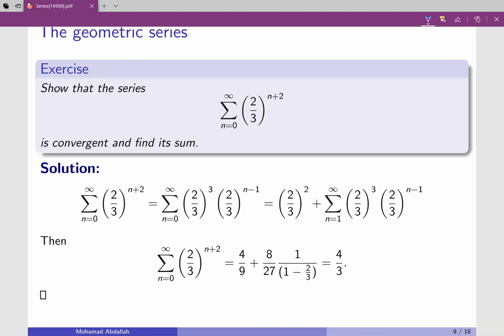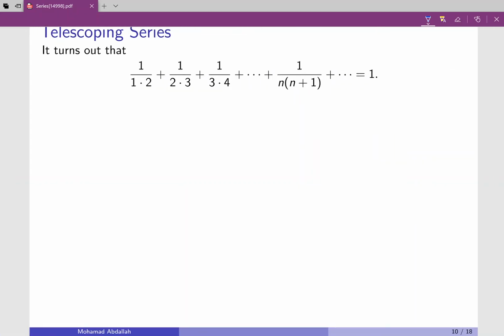Okay, so if we have a geometric series, then it's good news. I can tell easily just by doing some algebra to write it in the appropriate form whether it's convergent or divergent, and if it's convergent, I can find its sum. I cannot do this for any series. So this is a very special kind of series.